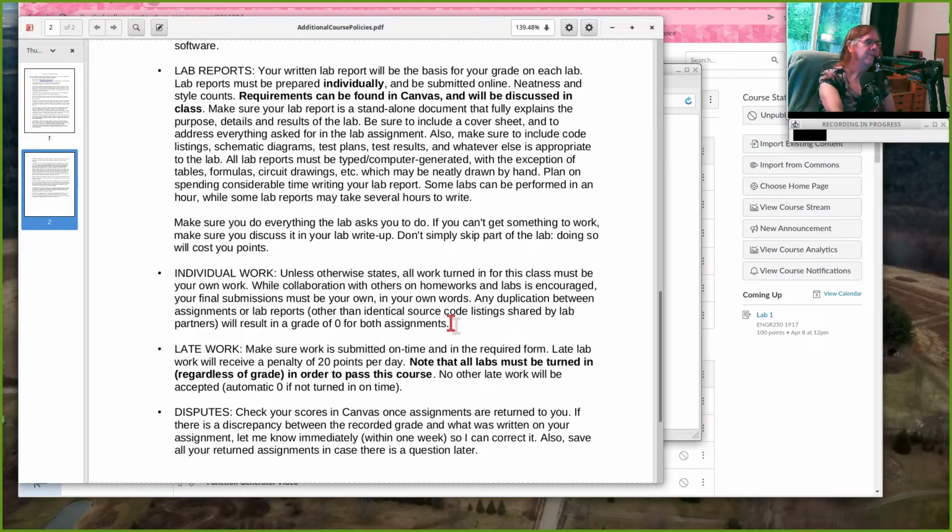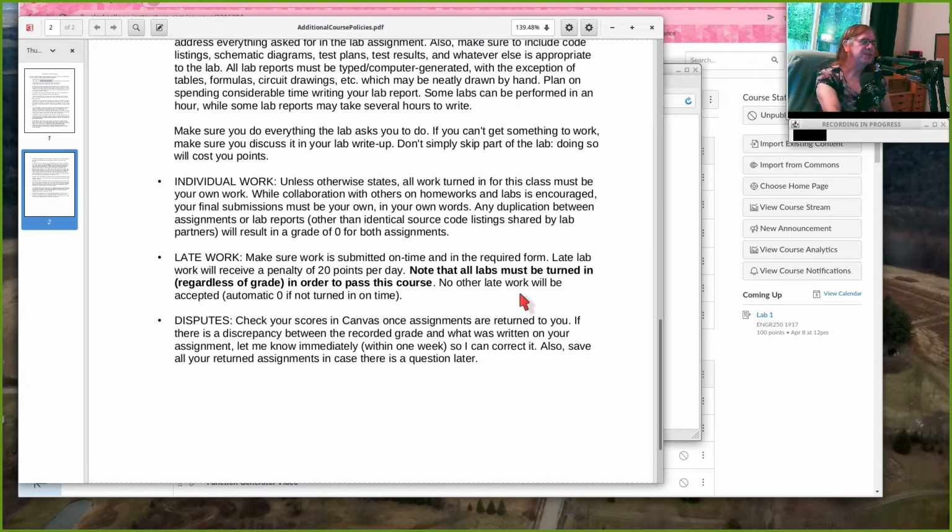That kind of thing. Late work has to be turned in on time and in the required form. So your homework, your labs, they get uploaded through Canvas. We don't really have a choice right now because we're not in person, we're remote, but material has to be turned in on time. And it's an automatic 0 otherwise, except for labs. Labs, you're required to turn in all the labs in order to pass the course. So I'll take late labs, but they cost you 20 points a day. So if your lab is 5 days late, it's a 0. So plan on taking the deadlines as extremely serious, and turn in your labs on time.